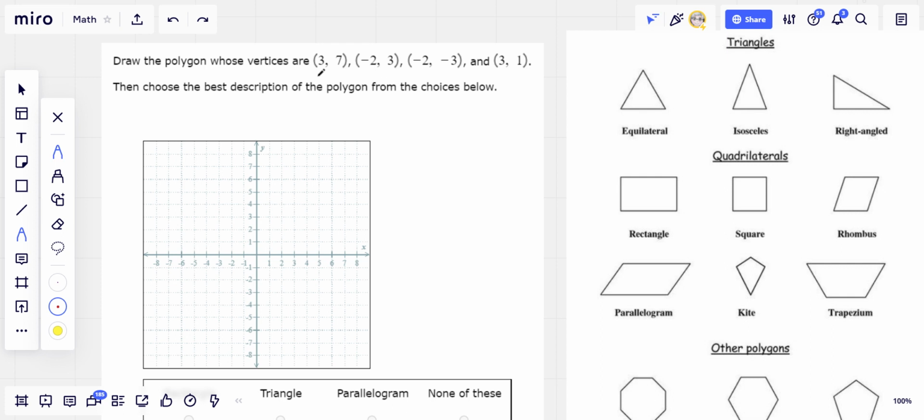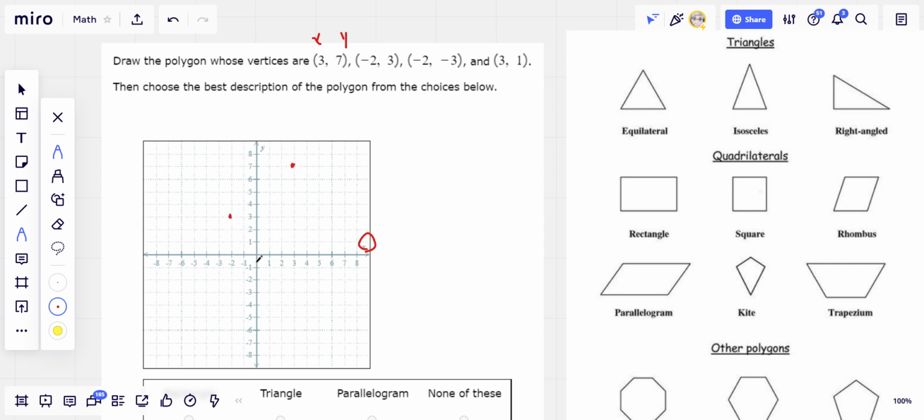When we plot these points, remember x comes first and y comes second, and we want to find the x and y for each point and then put a dot there. So let's try that. X of 3, so on the x-axis, which is here, I'm going to go 1, 2, 3. And on the y-axis, it's a positive 7, so I have to go all the way up to 7. Yeah, that's 7. So there's 3, 7. Okay. Let's do negative 2, 3. So the x is negative 2, so this way to negative 2, and then up to 3.